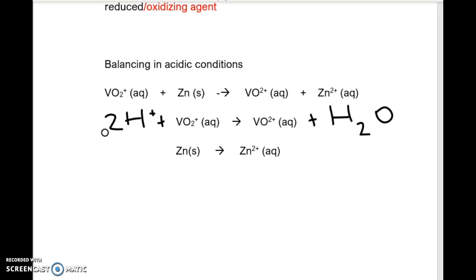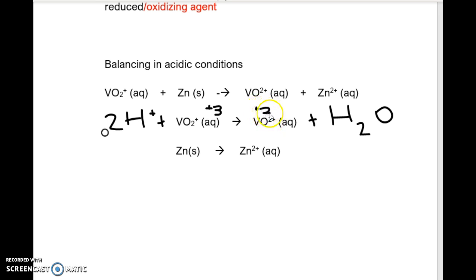Now all the masses are balanced, but we also have to balance the charges, right? So if you look, one proton, one H plus gets you a +1, but we have two of them, so this gives us a +2 charge. And this molecule, we have one molecule, and the whole molecule has a +1 charge. So the total charge on this side is +3, right?